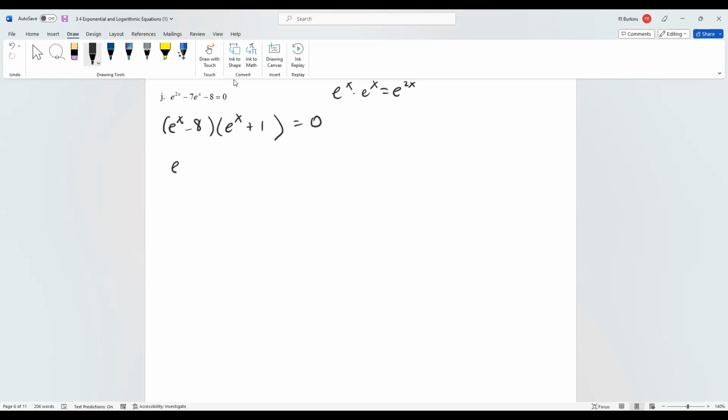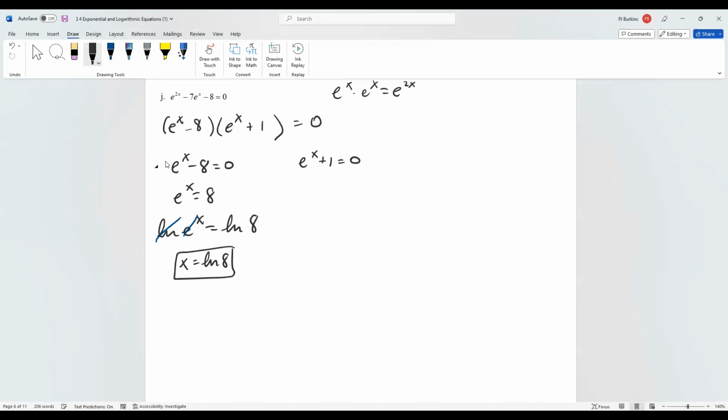And again, if I solve each one of these set to 0, then I will get e to the x equals 8. And then I take natural log of both sides. And over here it cancels. And I get x equals natural log 8. And on this side, I get this. Take natural log of both sides.